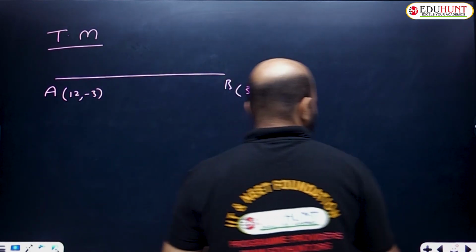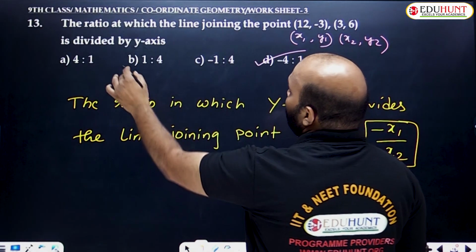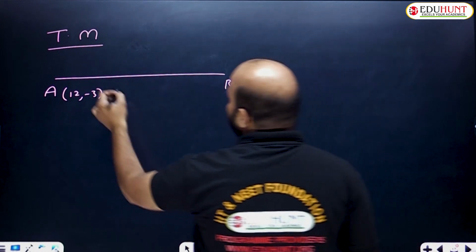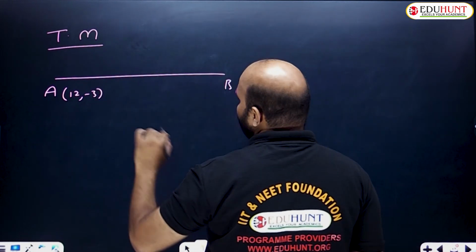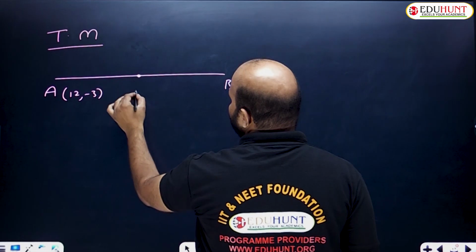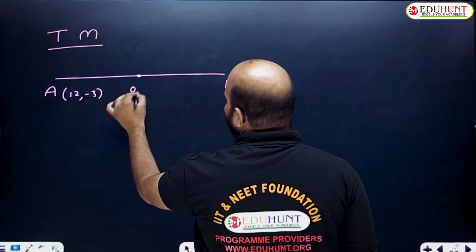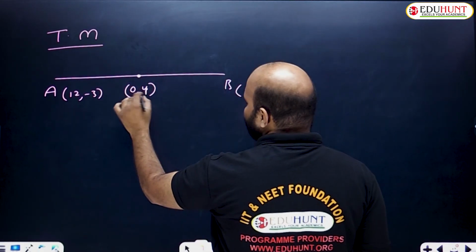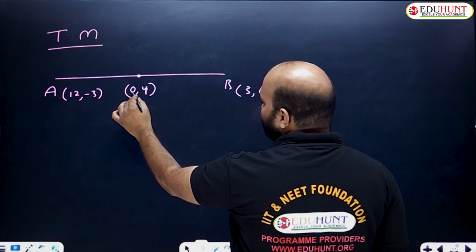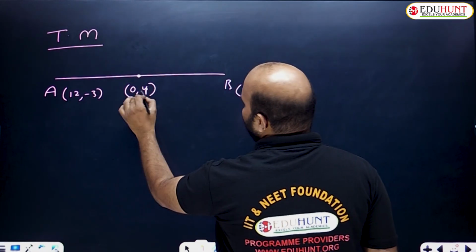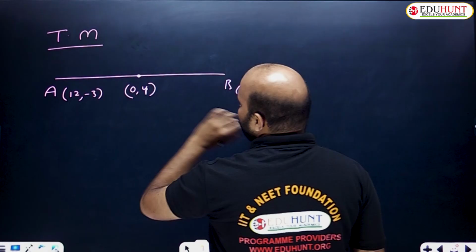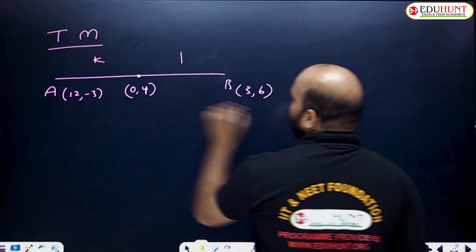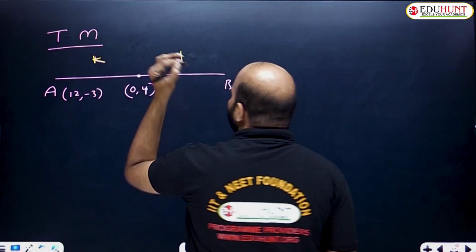So clearly we need to understand the point at which the y-axis divides that line joining in the ratio of what I have taken. On the y-axis, x should be 0, nothing but 0 comma y. What point have I taken? 0 comma y, because on the y-axis the x value is 0. So this point divides the line joining A and B in the ratio of k is to 1. Let me take k is to 1 as the final ratio.